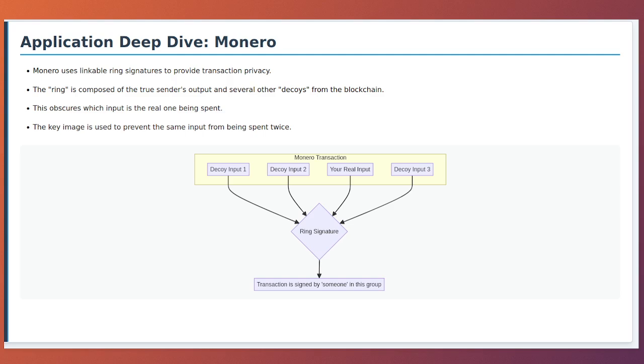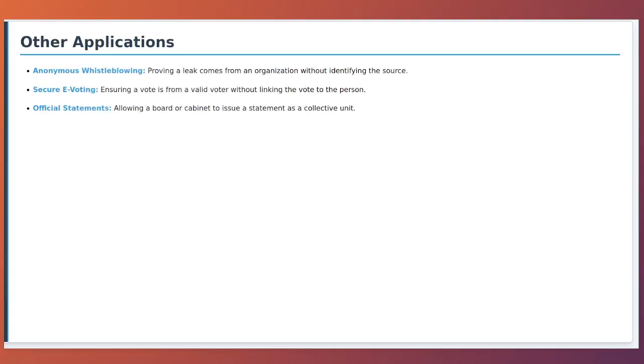Anyone looking at the blockchain can verify that the transaction is valid, meaning real money was spent, but they cannot tell which of the outputs in the ring was the one that was actually spent. The mandatory inclusion of a key image with every transaction ensures that you cannot spend the same output twice. This combination of ring signatures for sender ambiguity and key images for double spend protection is what gives Monero its strong privacy guarantees.